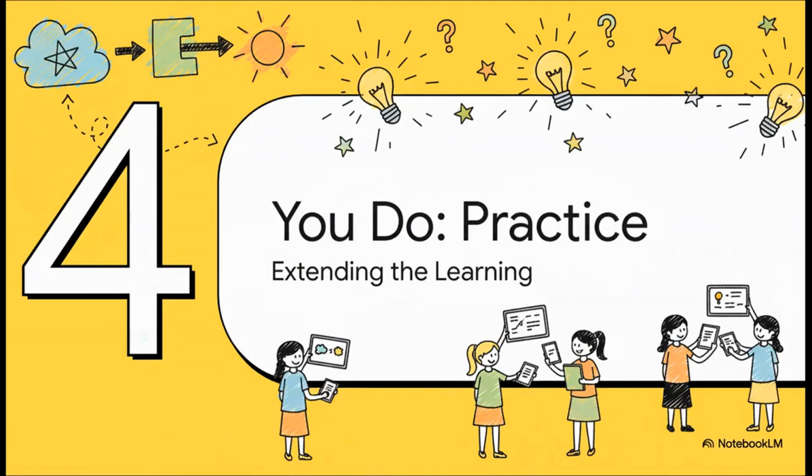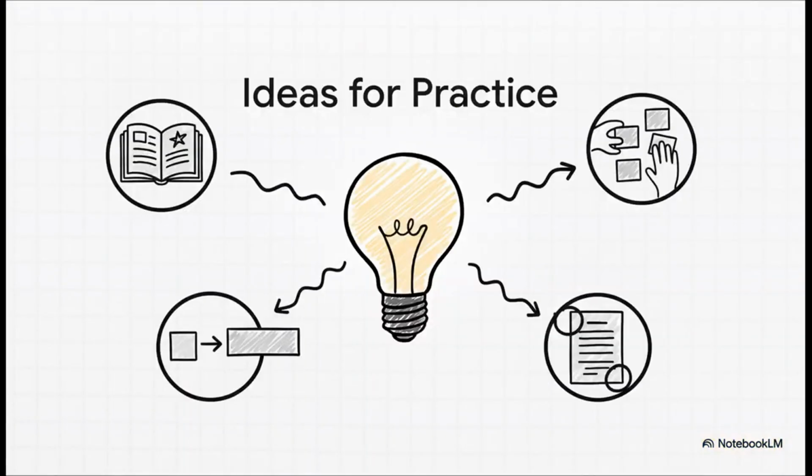So after all that awesome guided practice, it's finally time to release that responsibility and move into the you do part of the lesson. This is where students get to take what they've learned and try it out all on their own. And you've got so many options here. You could have them hunt for mentor sentences in their own library books. You could have them practice expanding simple sentences, or maybe even give them new sets of word cards to build with. This is a fantastic place to differentiate based on what your kids need.